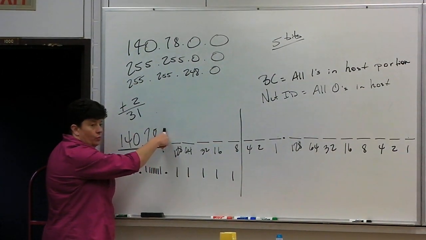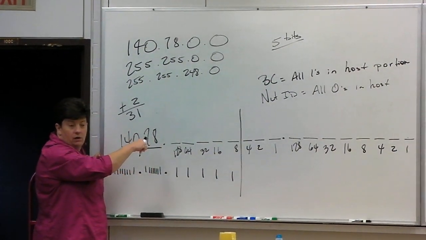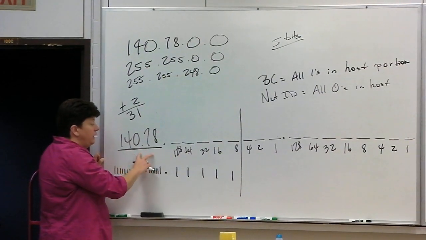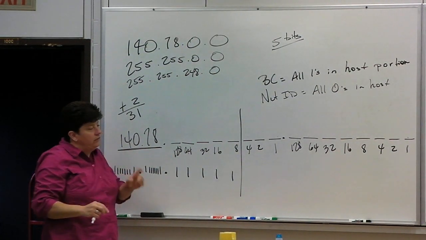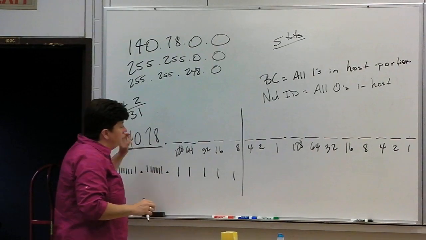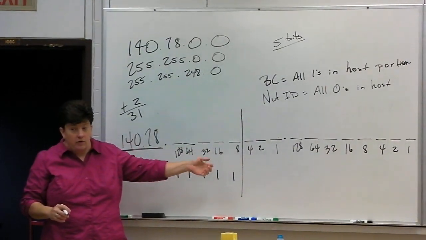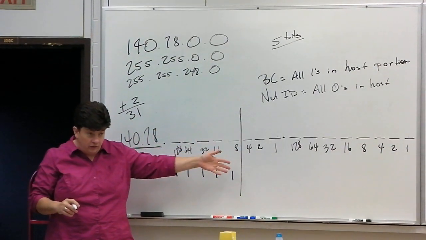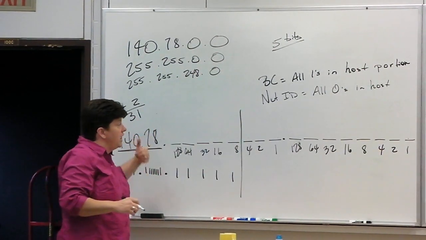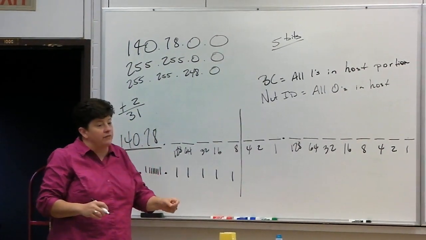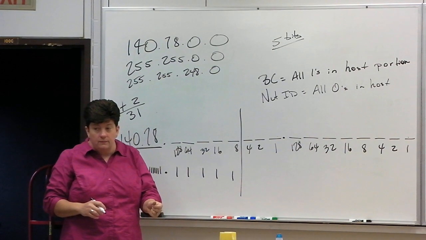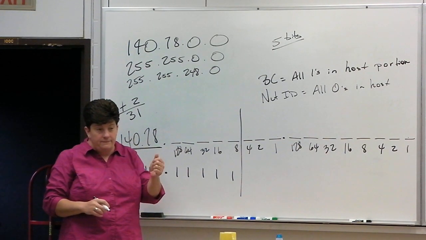So I own one. I want to turn it into 29. I don't need to change this. What I need to do, let's use technical terms, I need to borrow some bits from the host portion so that I can create the 29 networks that you've asked me for. Okay?